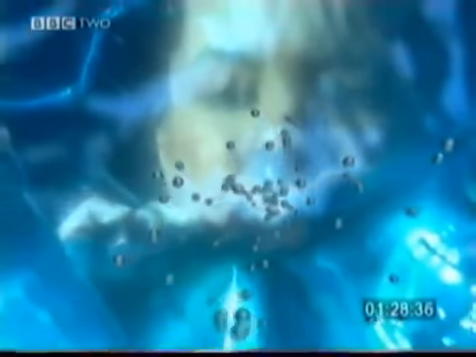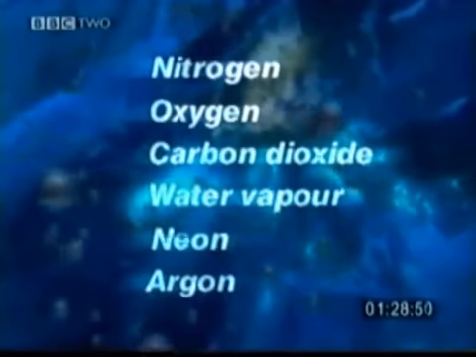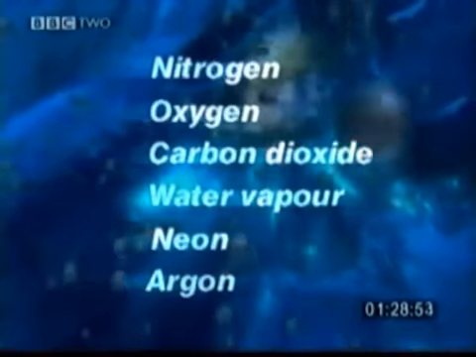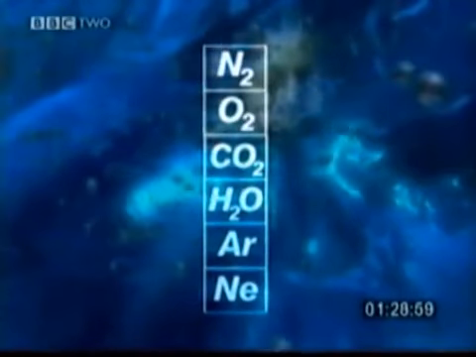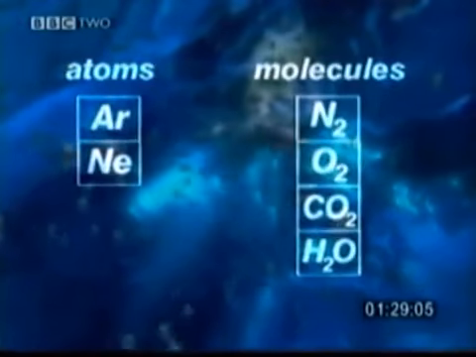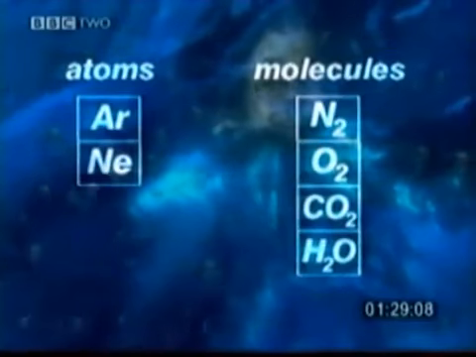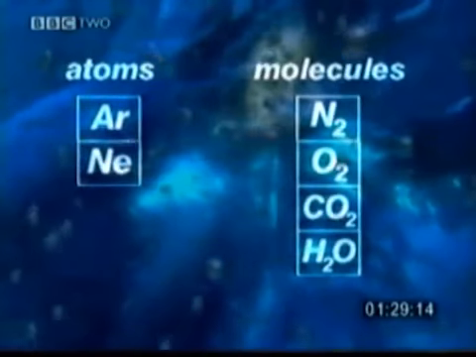The air that's blown into the chair is a mixture of atoms of different gases. The air is mainly oxygen and nitrogen, but also has other gases, including carbon dioxide, water vapour, neon and argon. These are their chemical symbols. All these different gases can be classified as atoms or molecules. Argon and neon, on the left, exist as single atoms, whilst the other gases are molecules of more than one atom.